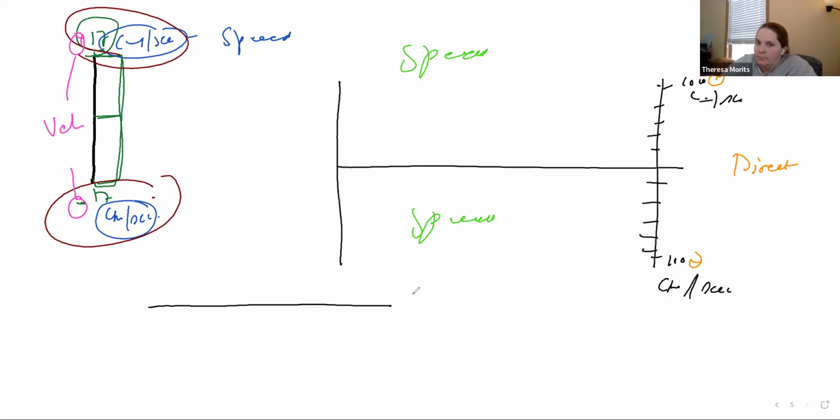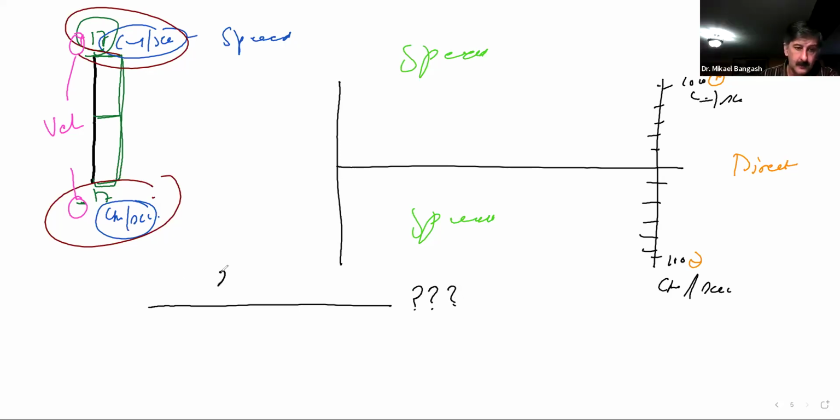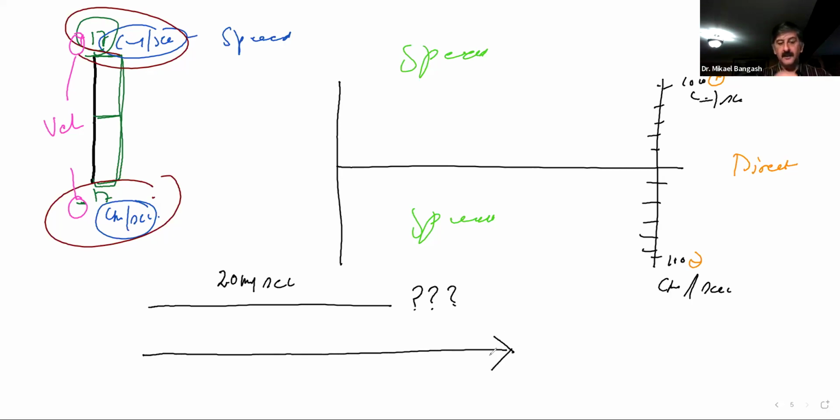A line. Okay. So here we could have said 20 meters per second, for instance. Okay, just for the hell of it. Now, what is this? And I would like the physical term or the physics term for this.